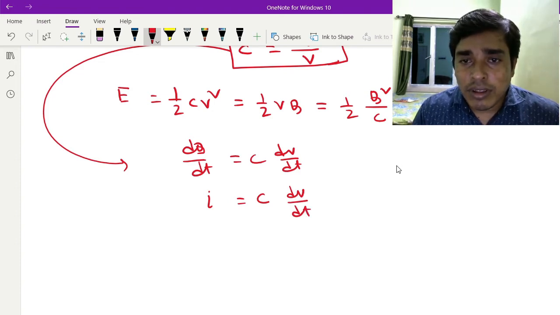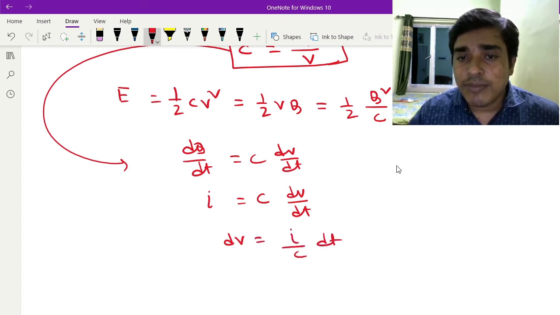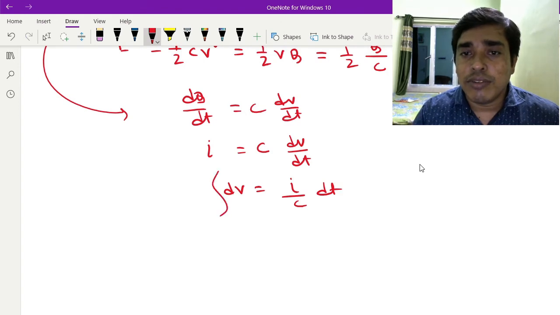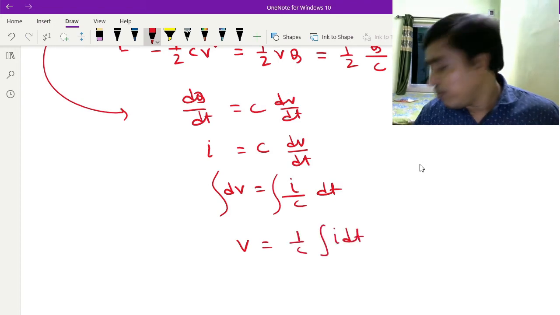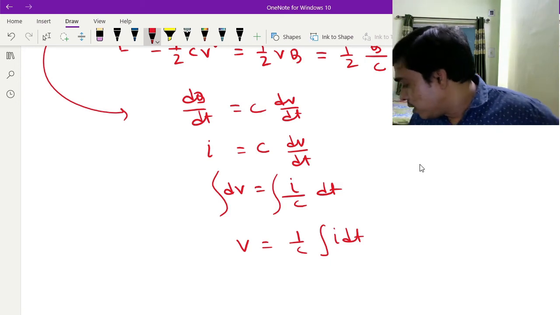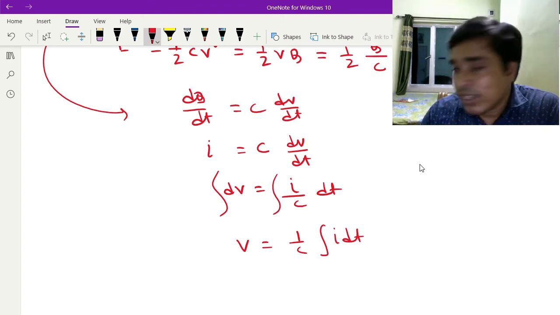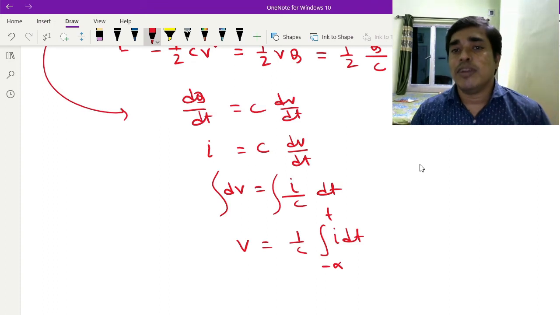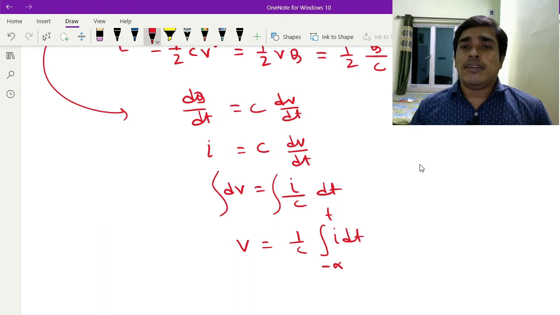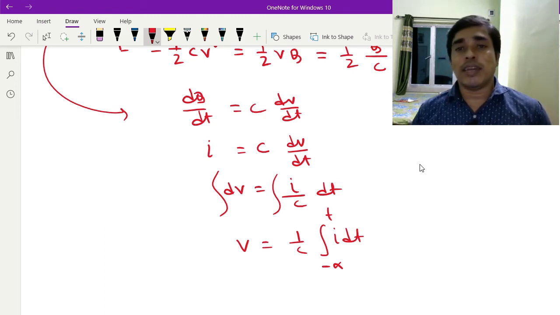So dv equals I by C dt. If I integrate both sides, then V equals 1 by C integral of I dt, from minus infinity to some time t. In this way we can relate the voltage and current in a capacitor.